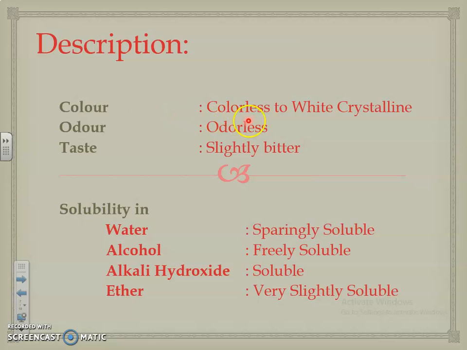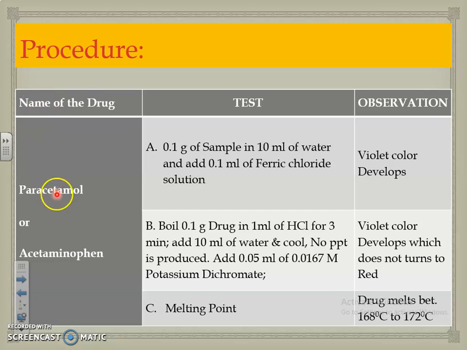As far as the descriptive terms are concerned, it is a white crystalline powder, odorless, with a slightly bitter taste. In water it is sparingly soluble, in alcohol it is freely soluble, in alkali it is soluble, and in ether it is very slightly soluble. As far as the procedure is concerned, in this identification test we have to perform three tests.